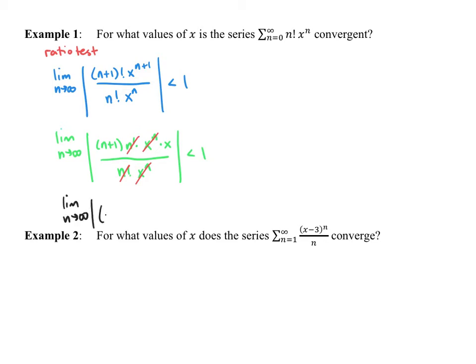So we have the absolute value of the quantity n plus 1, and then that's going to be multiplied by x, and it's less than 1. So the question is, what x values cause this to be less than 1? The only x value for which this will be less than 1 because n is going to infinity is when x is 0. So the question says, for what values of x is the series convergent? The only value of x at which it will be convergent would be 0.